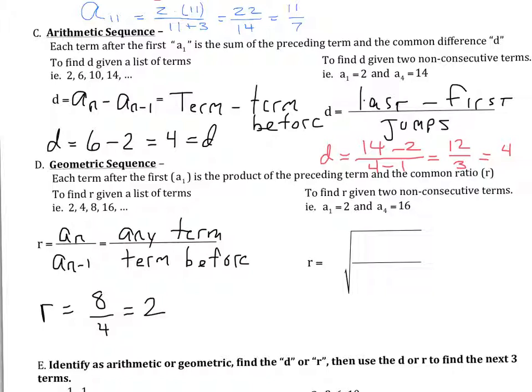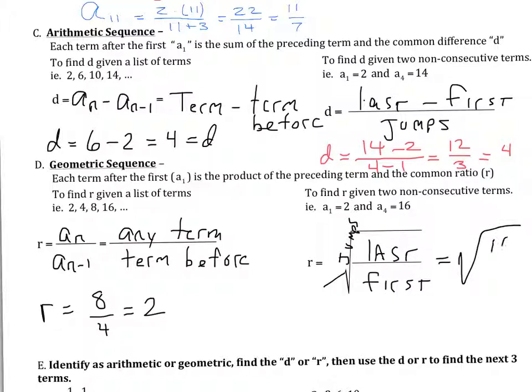So what we would do is we take the last term that we're given, we divide by the first term that we're given, and we would take an nth root of that. That nth root is going to be how many jumps there are. So if you can squeeze the word jumps in that spot for what type of root this would be, you got an nth root.